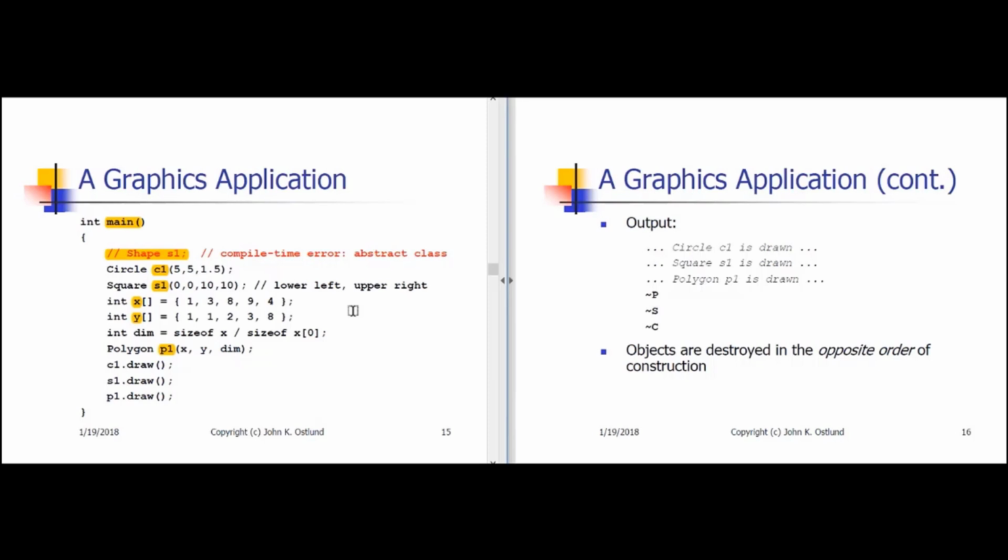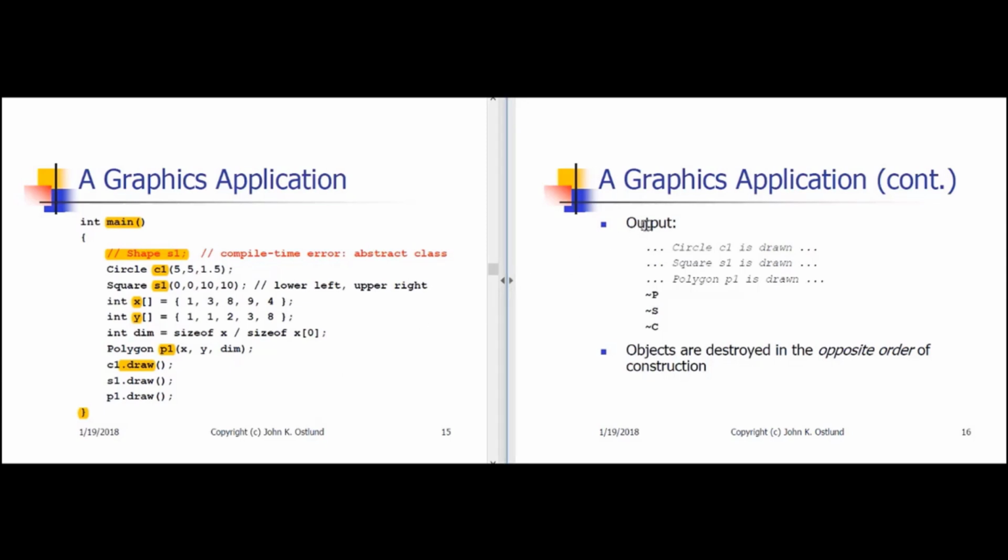Now that we've created those specific kinds of shapes, a circle, a square, and a polygon, let's draw each one. C1.draw we'll call the circle draw function. S1.draw is the square draw. P1.draw is the polygon draw function. When I hit the closing curly brace at the end of main, the application is over. These local variables C1, S1, and P1 are deallocated, and in the process the destructors for those things are called.